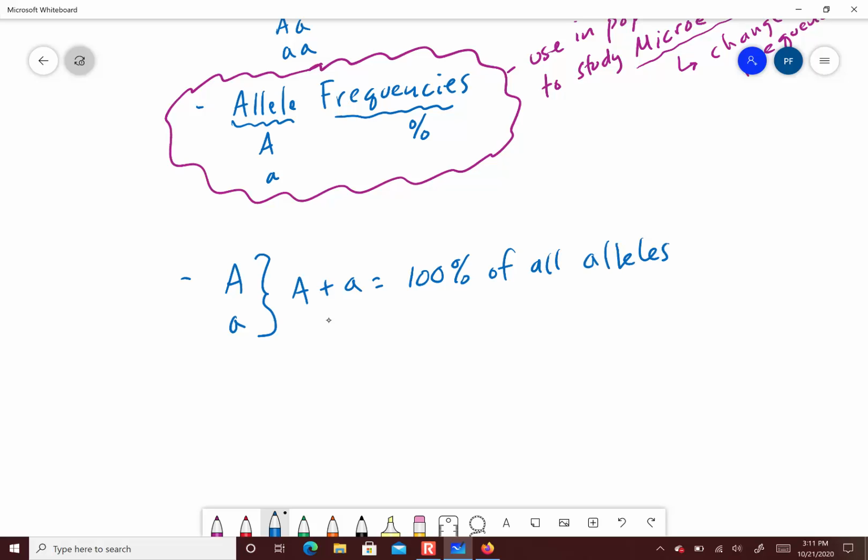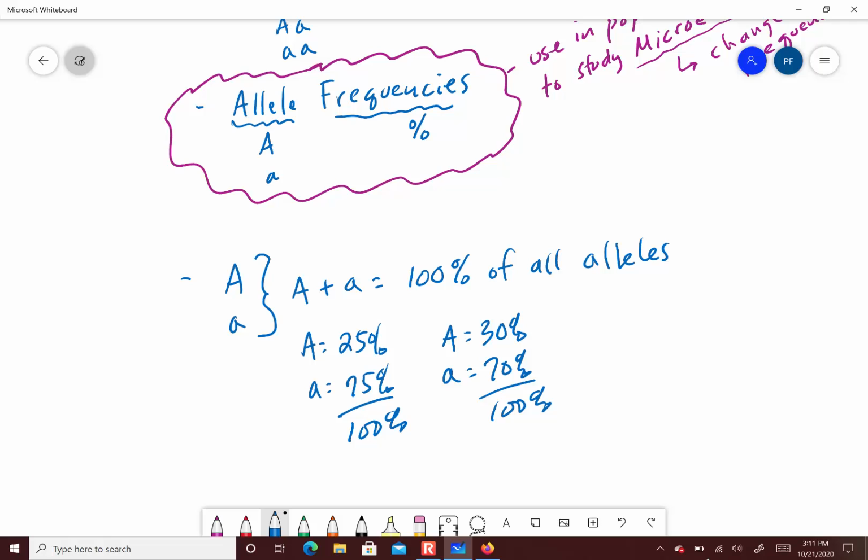Right, that just makes sense. Assuming those are the only two alleles we have for some particular character in this population, then those things have to add up to 100%. So if big A is 25% of all the alleles, then little a has to be 75%. Always got to add up to 100%. No exception for that. That's what we have to add up to.